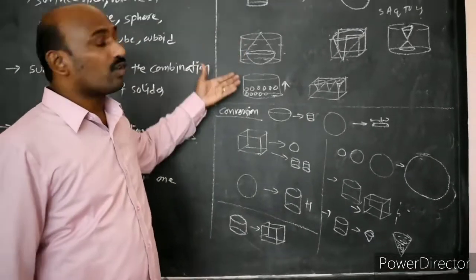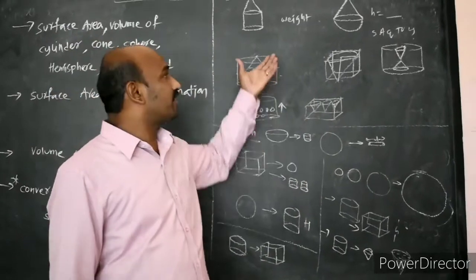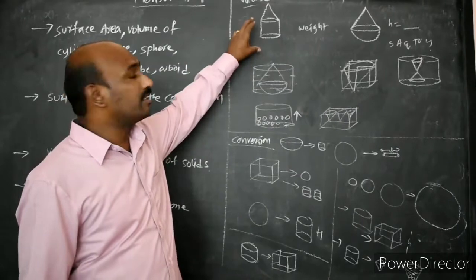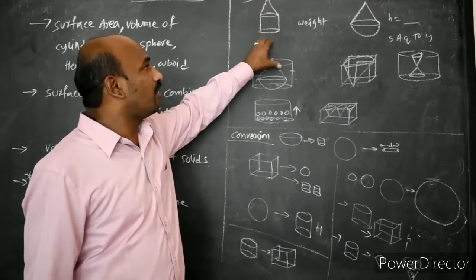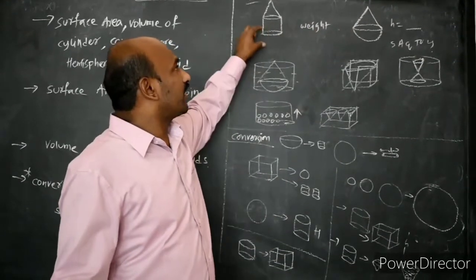We are having two more concepts. One is volume and conversion. Here volume is a combination of these figures. If you take some problems in the textbook, if you take cylinder and cone, what is the volume of that 50 rods or 100 rods they can ask, and we can find out volume.